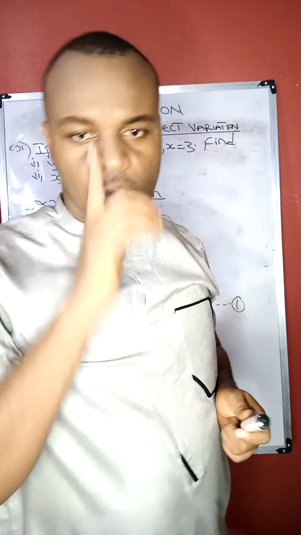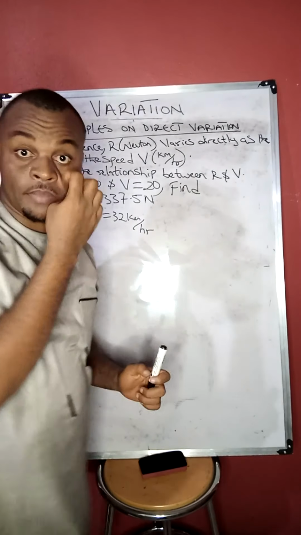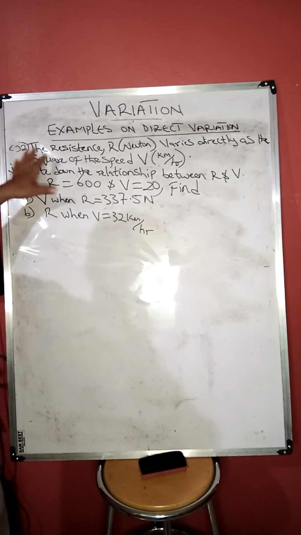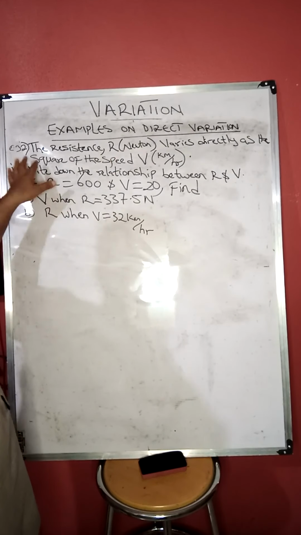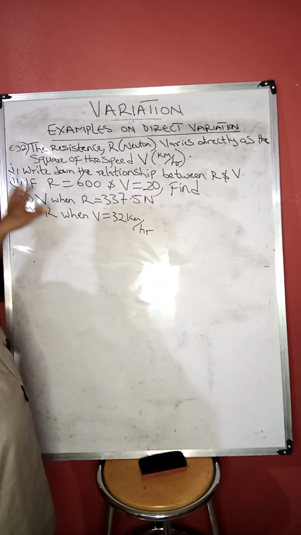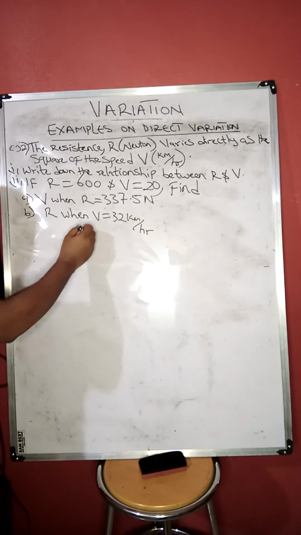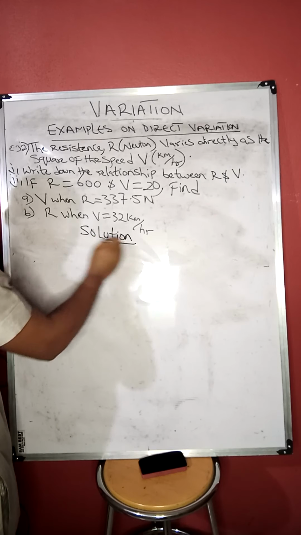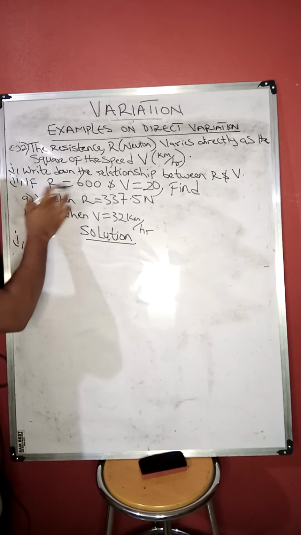We'll be looking at example number 2. Alright, we have our second example on the board. The second example says the resistance R in Newton varies directly as the square of the speed V in kilometer per hour. The first question says write down the relationship between R and V. Solution. Our first question says what? The relationship between R and V.